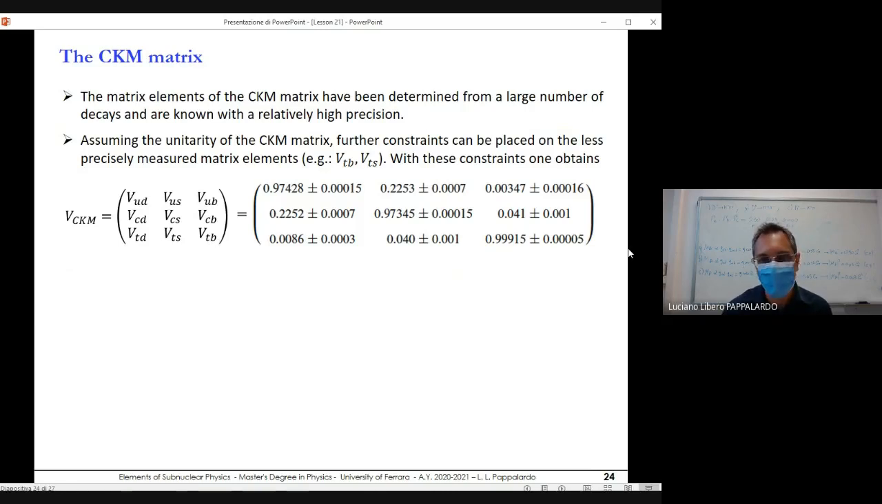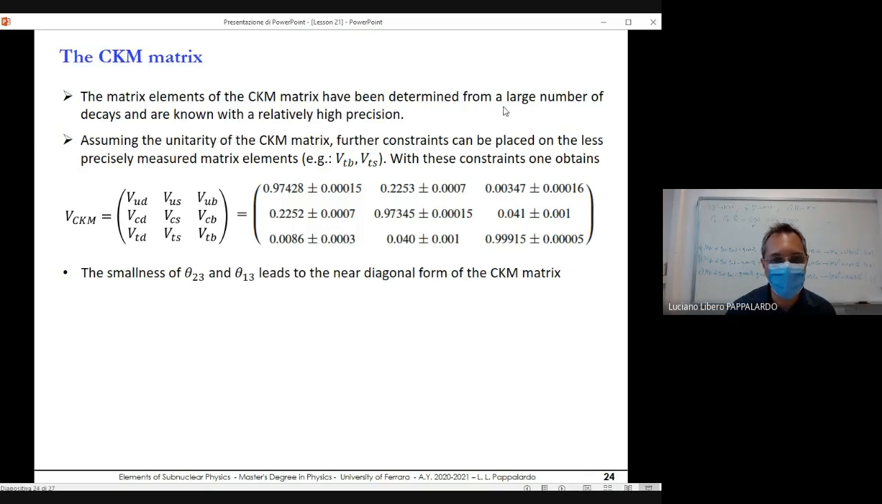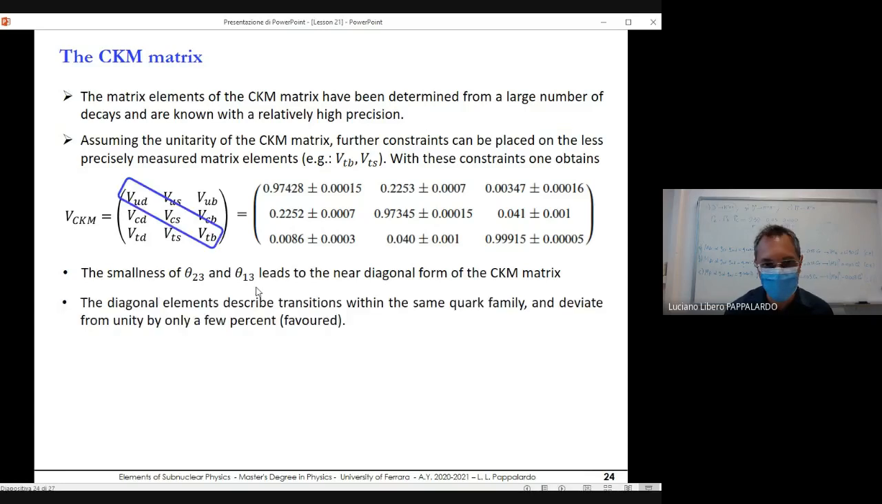Okay. So what we can learn from here, first of all, the smallness of θ23 and θ13 leads to a near diagonal form of the CKM matrix. If you look at the matrix, essentially the diagonal terms are very close to 1, okay, and the non-diagonal are close to 0. So due to the smallness of θ23 and θ13, the CKM matrix is almost a diagonal matrix. The diagonal elements describe the transition within the same family. So UD, first family, CS, second family, top-bottom, third family. Okay, and this is why they are so large, and deviate from unity only by 2%.